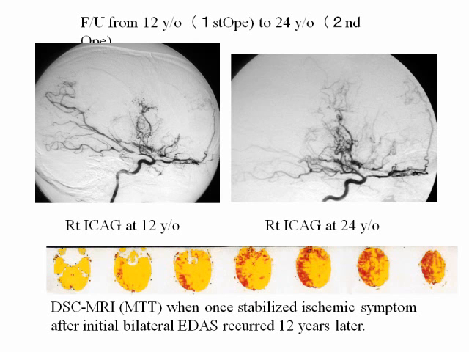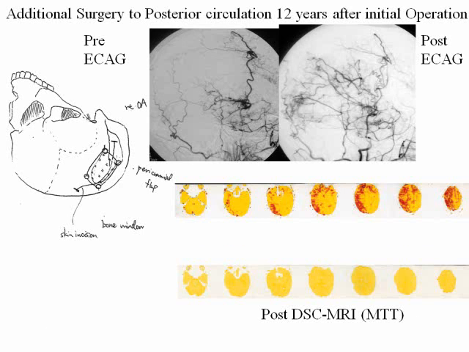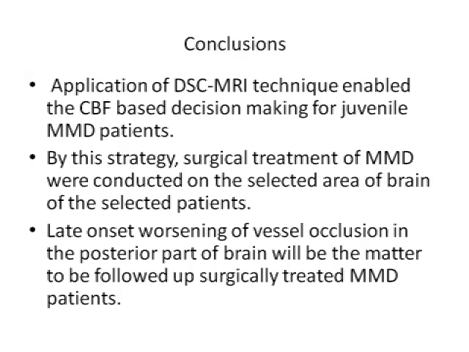At that time, the PCA region, the PCA disappeared, and CBF in the posterior circulation got worse. And we applied the EDPS to the occipital and the posterior parietal area. So very good revascularization was induced and the symptoms disappeared. So application of the DSC MRI technique enabled CBF-based decision-making for juvenile Moyamoya disease patients.